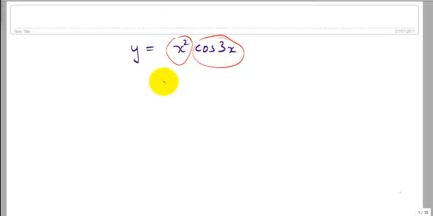So the way you do this is you let x squared equal what we call u, and the cosine of 3x we call v. So explicitly u is equal to x squared, and v is equal to cosine 3x.